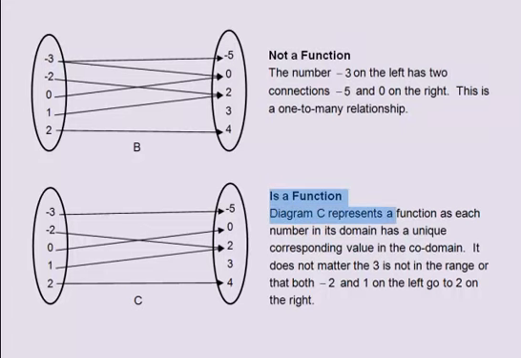Diagram C represents a function as each number in its domain on the left has a unique corresponding value in the codomain on the right. It does not matter that the 3 is not in the range, or that both -2 and 1 on the left go to 2 on the right.